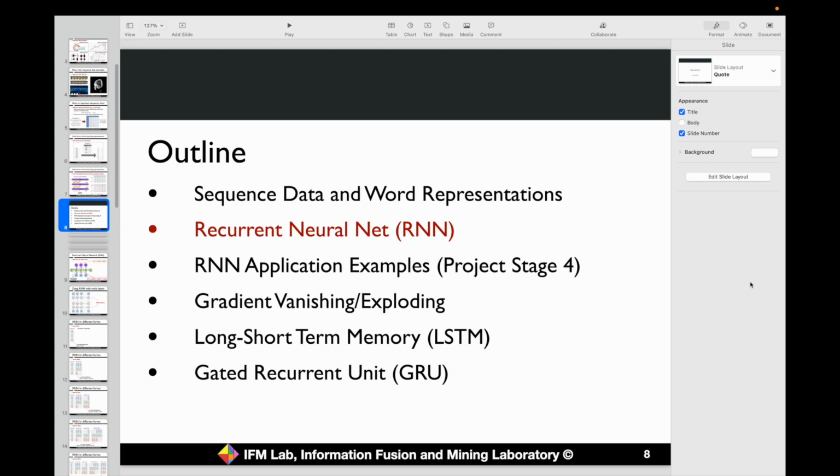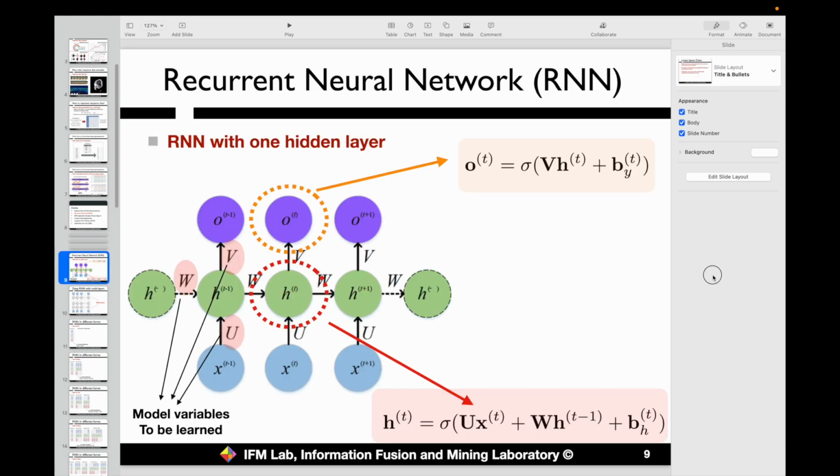Alright, so based on the sequence data as well as the representation we introduced before, next we can introduce the recurrent neural network, or the RNN model, in detail. We know this RNN is used to model sequence data, right? So therefore the architecture of RNN is also like a chain actually. Formally we can represent it as a recurrent neural network with one single hidden layer, something like this.